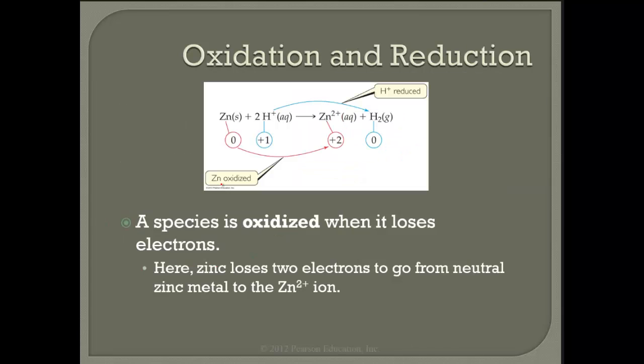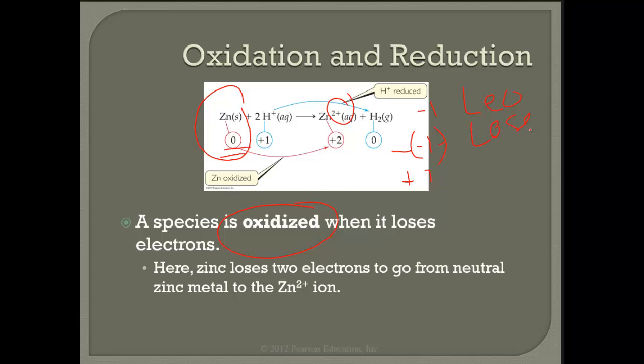A species is oxidized when it loses electrons. Let's look at zinc. Zinc goes from a 0 to a +2. It is being oxidized because it's losing electrons. Remember, electrons are a -1 charge. So if we lose electrons, we're losing -1s. So that actually turned into a more positive charge. I remember oxidized by the phrase LEO.